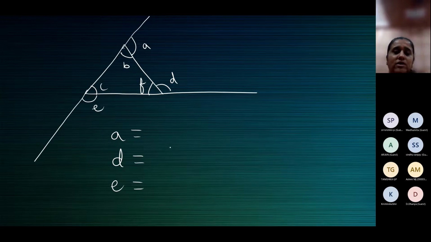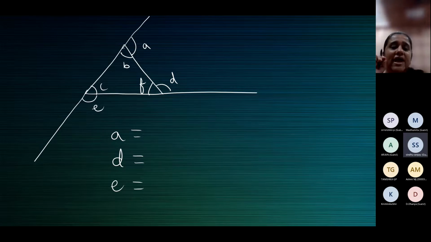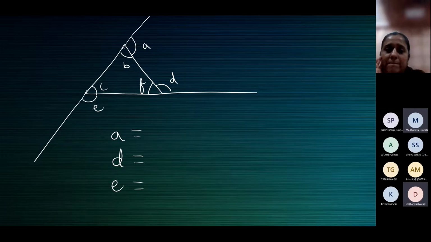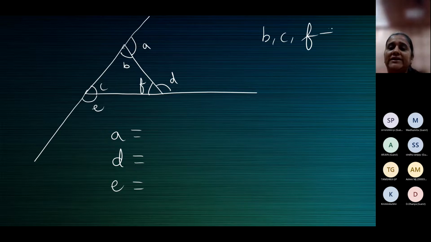Now A is equal to what? Which is the interior angle for the exterior angle A? Okay, one minute. Angle C plus angle F, ma'am. One minute, children. Which are the three interior angles of the triangle? B, C, and F. B, C, and F are the interior angles of the triangle. Now for A, which is the immediate interior angle?